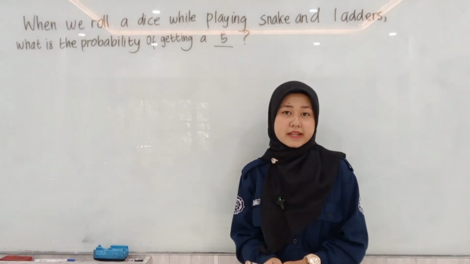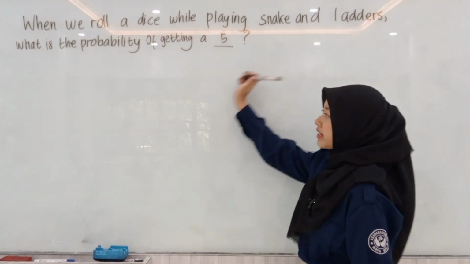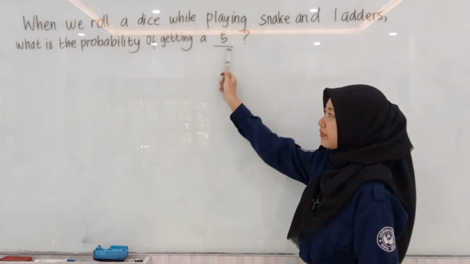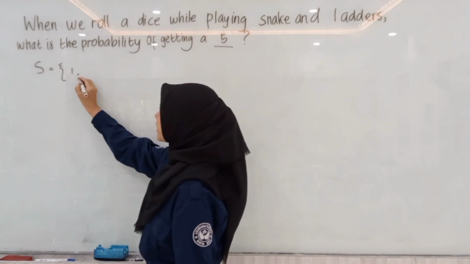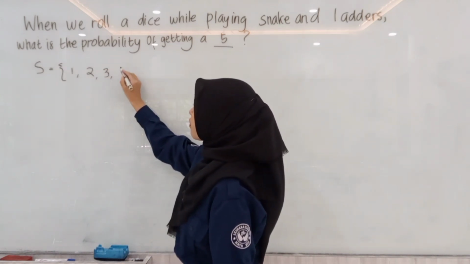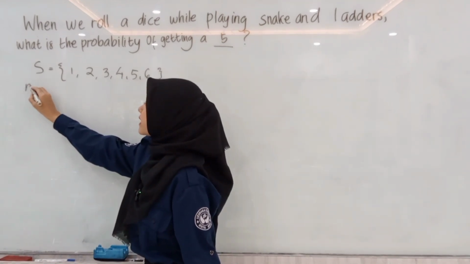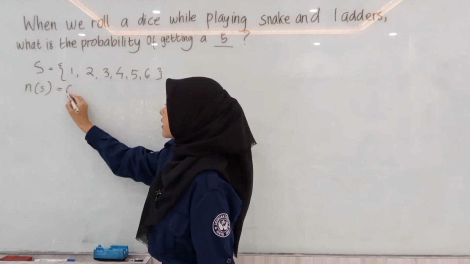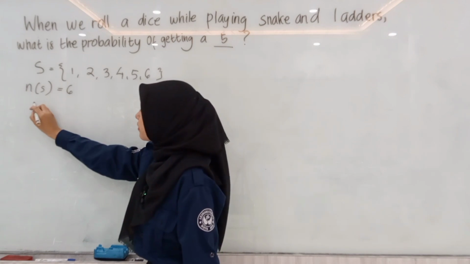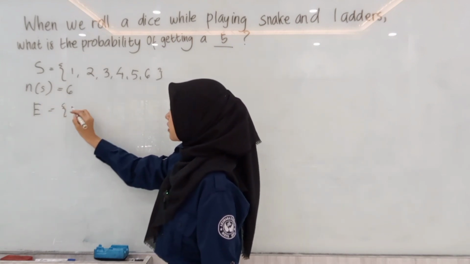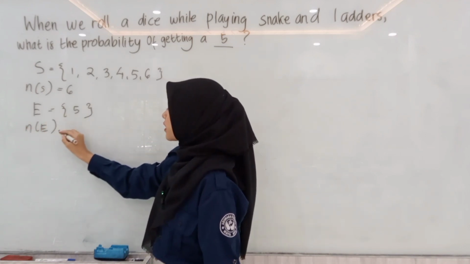So guys, let's do the next example. When we roll a dice while playing snakes and ladders, what is the probability of getting a 5? When we roll a dice, we know the sample space is 1, 2, 3, 4, 5, and also 6. So the number of elements in the sample space is 6. After that, the probability of getting a 5. So I can write here the event is 5. So the number of elements in this event is just 1.